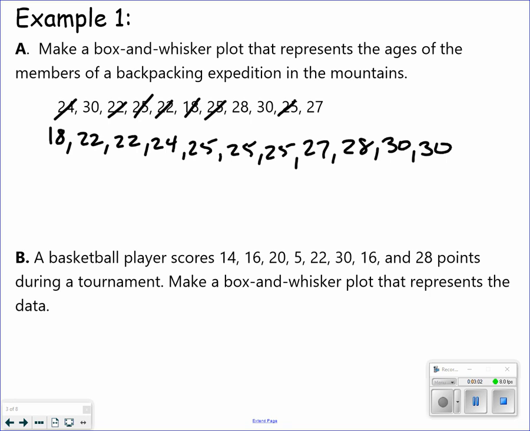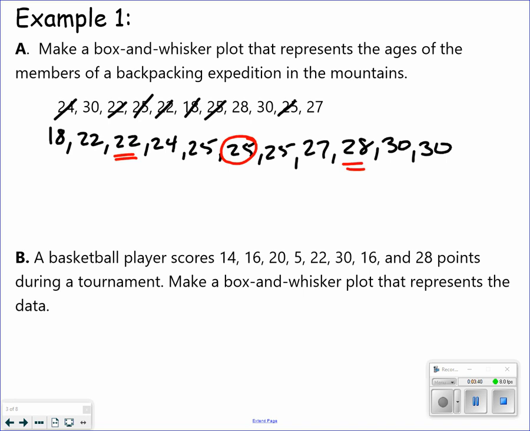So now, find the median of the entire data set. 1, 2, 3, 4, 5, 6, 7, 8, 9, 10. There's 11 numbers here. So the median is the 6th number, and for some reason my pen isn't working here. 1, 2, 3, 4, 5. There's the median of the data set. And now I want to find the median of the lower half. So the median of the lower half, that's quartile 1. And the median of the upper half, that's quartile 3.